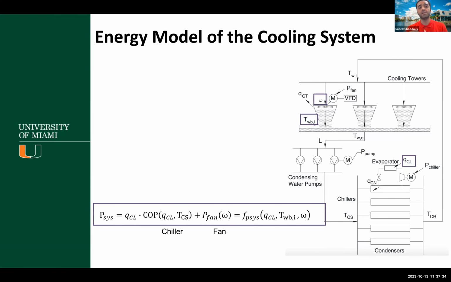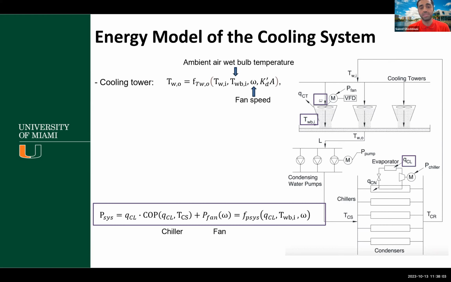We mentioned that we need an energy model for the cooling system. This cooling system has 3 cooling towers, 5 chillers, 3 condensing parts, and some other components. We have 2 main energy consumers, the fan and the chiller, and we need to model both.